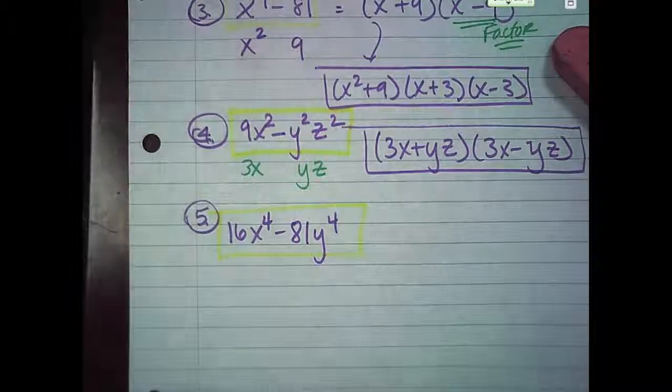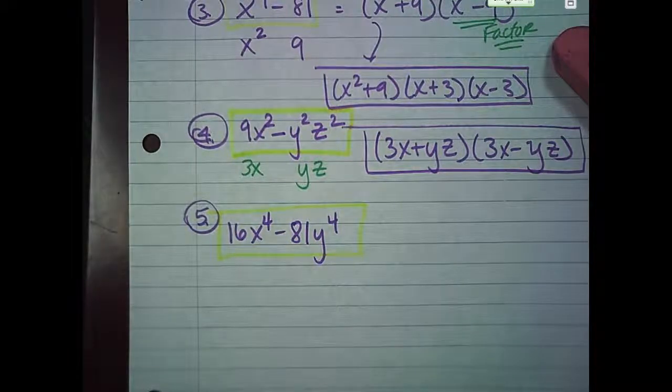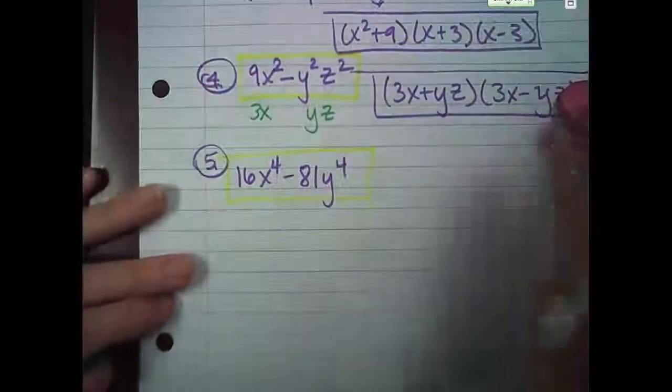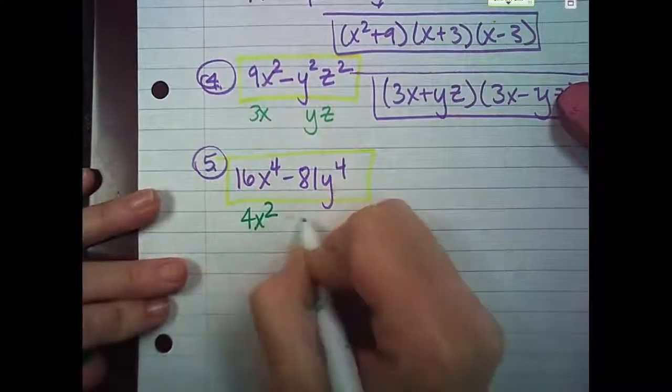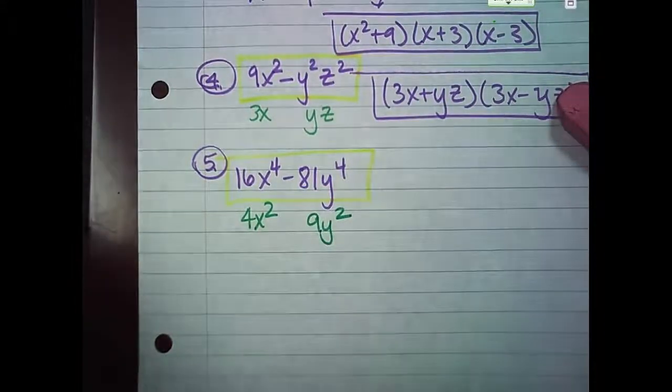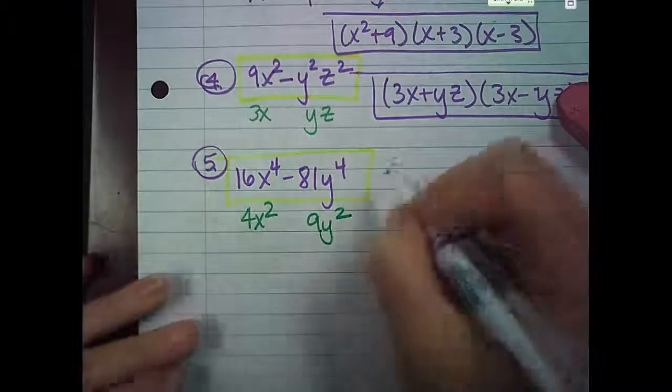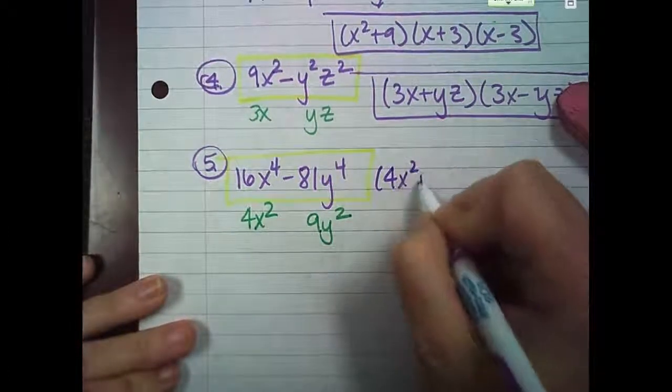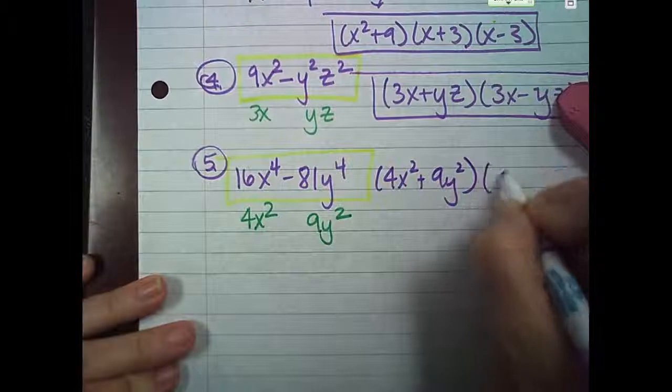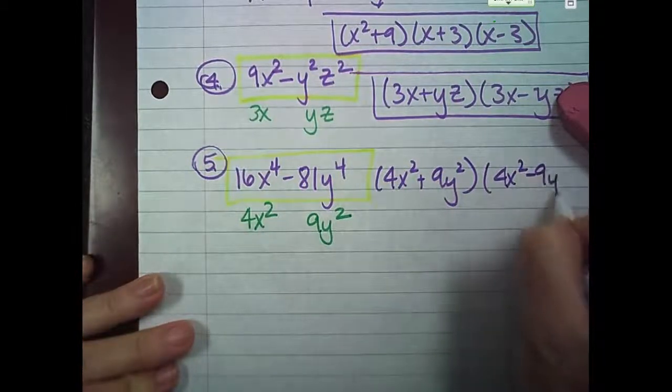x to the 4th, y to the 4th. Two terms, check. Minus in the middle, check. Are they perfect squares? Yeah. Yes. They all three have to be true in order to use difference of perfect squares. This would be 4x squared and 9y squared. Giving me 4x squared plus 9y squared and 4x squared minus 9y squared.